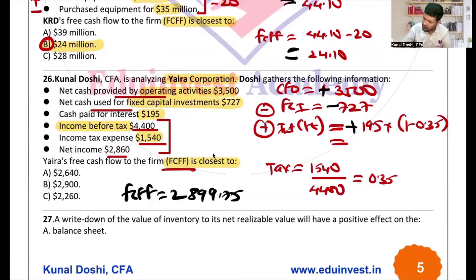2899.75, of course, which is rounded off to 2,900. Got it? Everyone in the class? This is going to be our 126.75. Clear? Everyone?